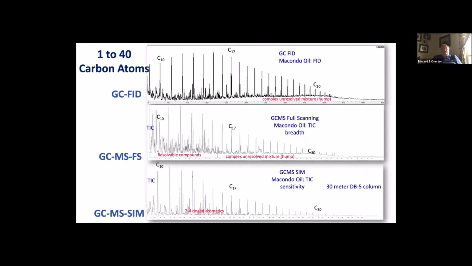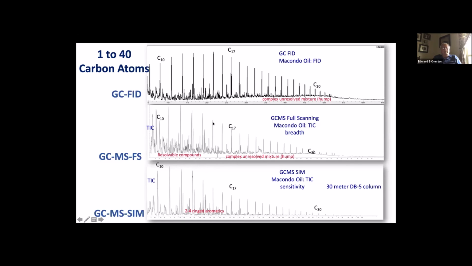Here shows the data that us crazy chemists look at, right? So we've got a gas chromatograph on top that's using a flame ionization detector. We have a gas chromatograph with a much more expensive detector called a mass spectrometer in the middle. And we can run the mass spectrometer two ways. We can run it in a general way to see everything, or we can look for specific compounds.